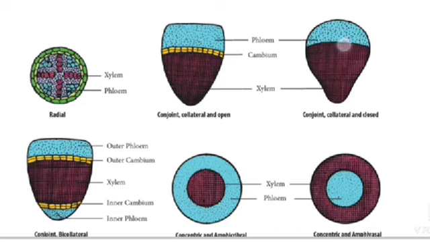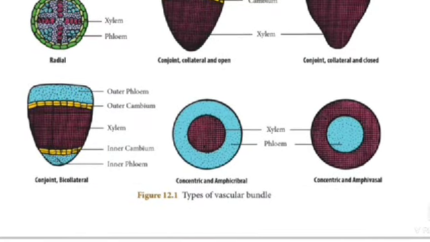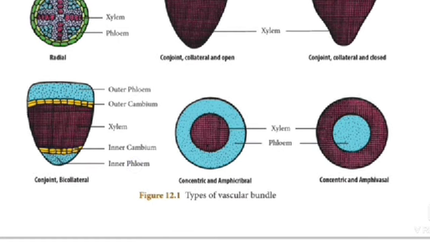Conjoint bicollateral: in this type of vascular bundle, cambium occurs in two places, one inner cambium and another outer cambium. In between them, xylem occurs. Inner phloem and outer phloem are present. Concentric and amphicribal: the xylem is present at the center, surrounded by phloem.